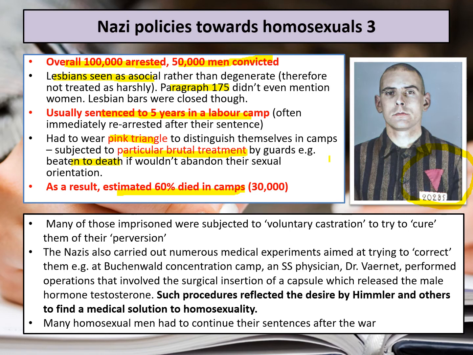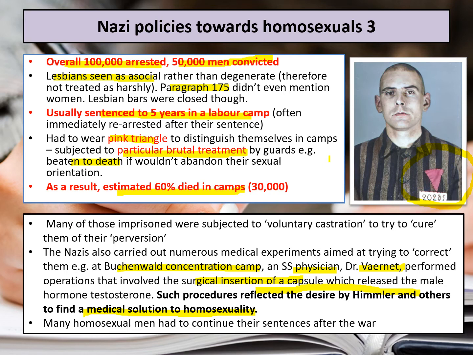There was also this sense of trying to cure them. The Nazis carried out loads of different experiments on different groups throughout the concentration and extermination camps, and there were lots of attempts to try to cure homosexuality. For instance, at Buchenwald concentration camp, an SS physician, Dr. Vaernet, performed operations that involved the surgical insertion of a capsule which released the male hormone testosterone. The idea was to change their sexual orientation through hormones. This kind of procedure reflects the desire by Himmler and others to find a medical solution to homosexuality. And those they couldn't cure, they decided to work to death through the labour camps.